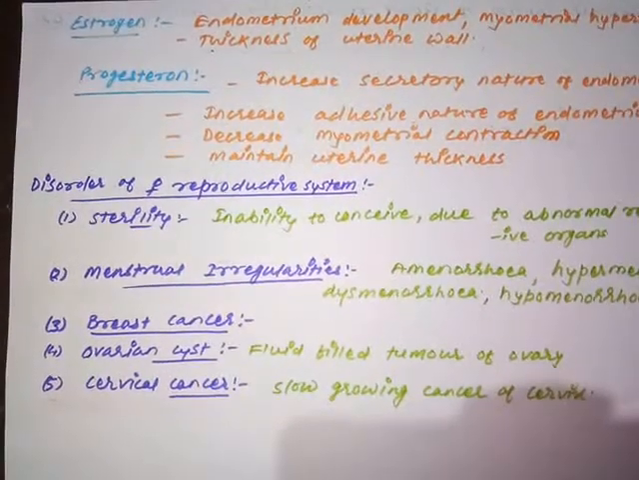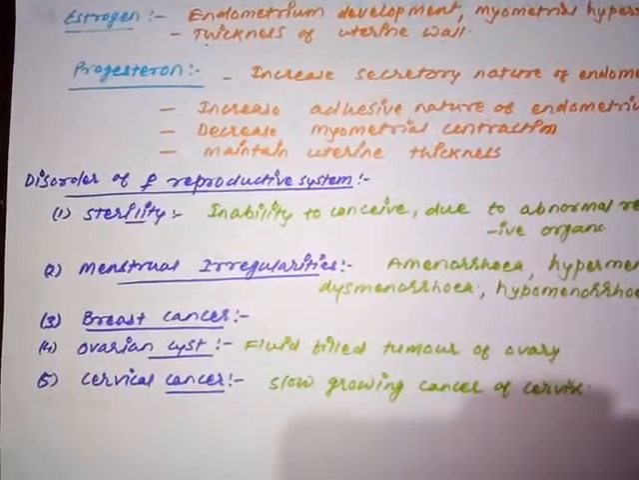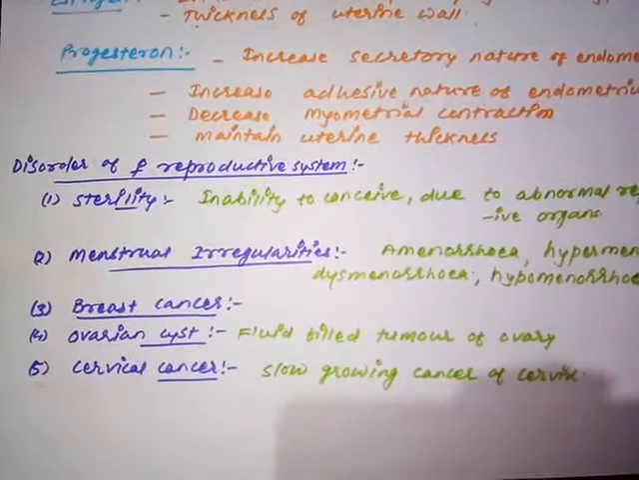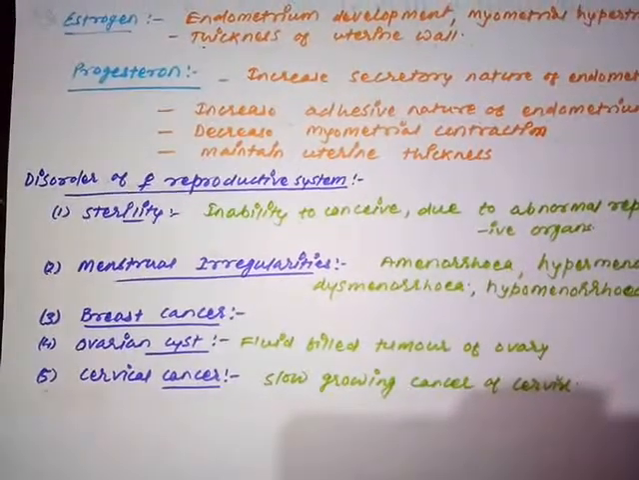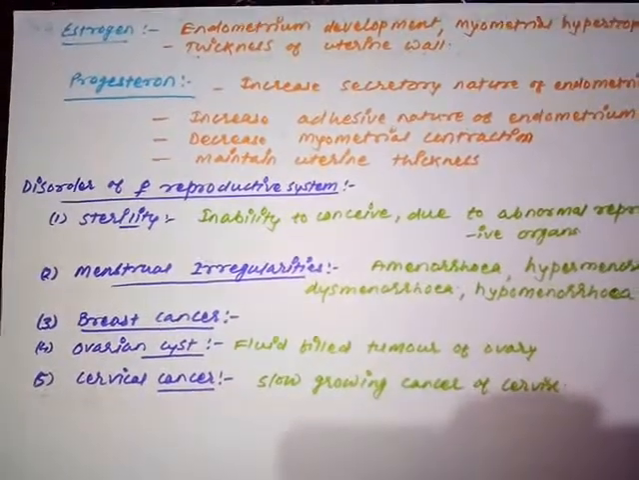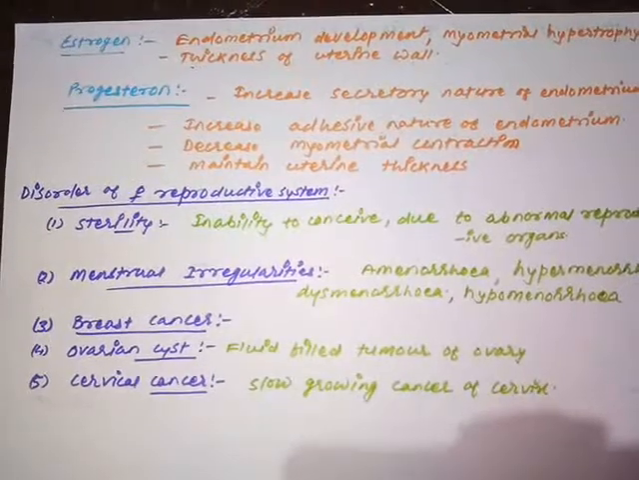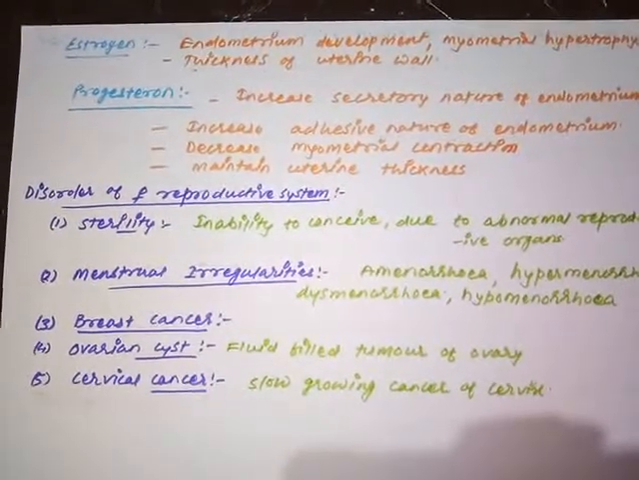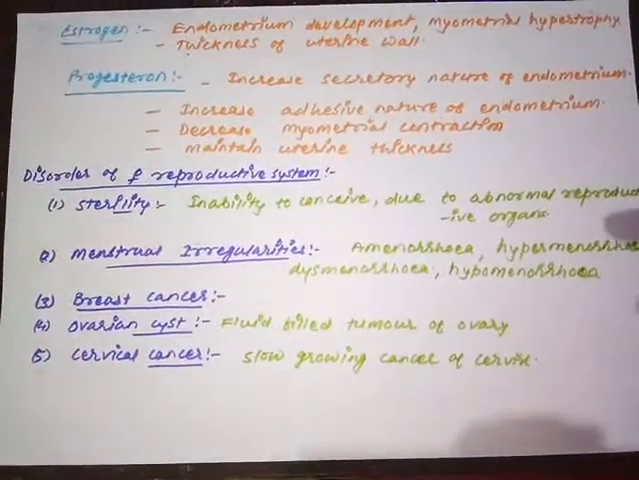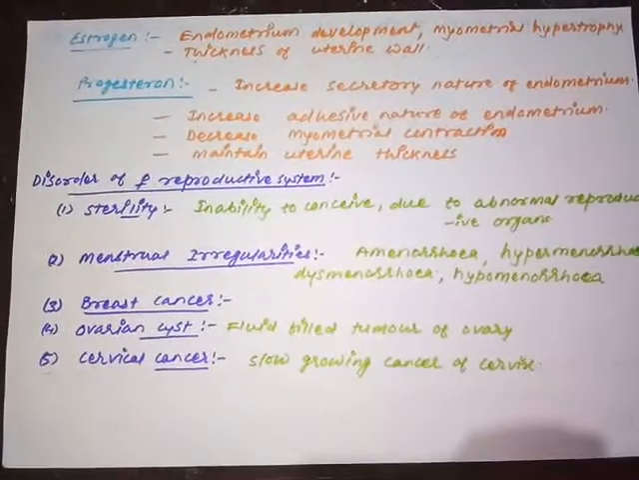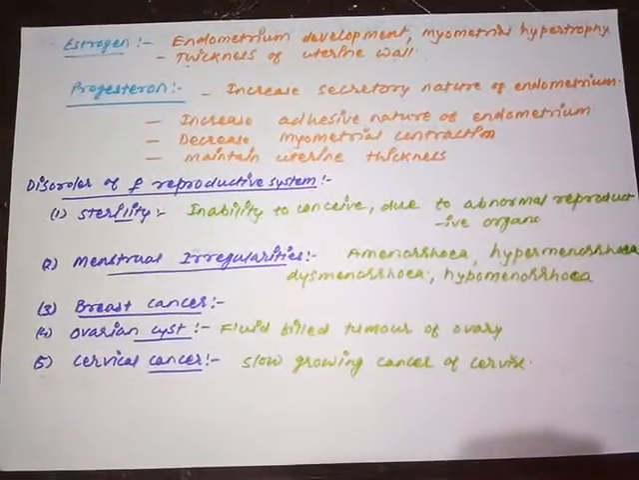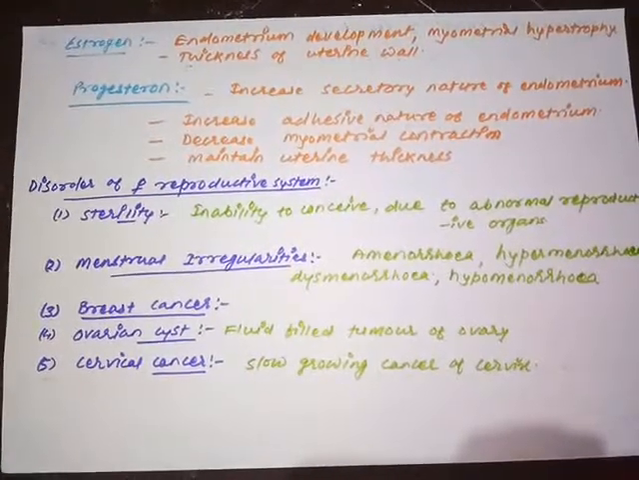We have also seen the role of different hormones. FSH is basically working for the growing or maturing of the Graafian follicle, or follicular development. LH works for ovulation and the formation of corpus luteum. Estrogen is for endometrial development and myometrial hypertrophy. Progesterone is the pregnancy hormone, which works basically on the endometrial lining. And we have seen the reproductive system disorders in the female: sterility, inability to conceive, menstrual irregularity, amenorrhea, hypermenorrhea, dysmenorrhea, hypomenorrhea, breast cancer, ovarian cyst and cervical cancer.